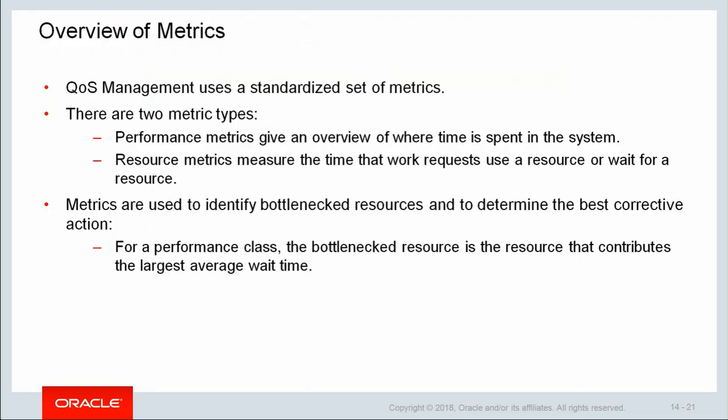There are two types of metrics. One is performance metrics, which give an overview of where time is spent in the system. And resource metrics measure the time that work requests use a resource or wait for a resource. Metrics are used to identify the bottlenecked resource, and we compare with the objective.